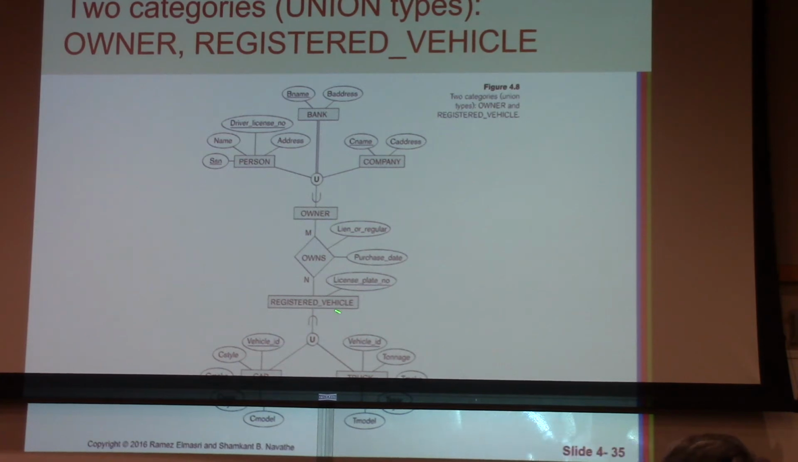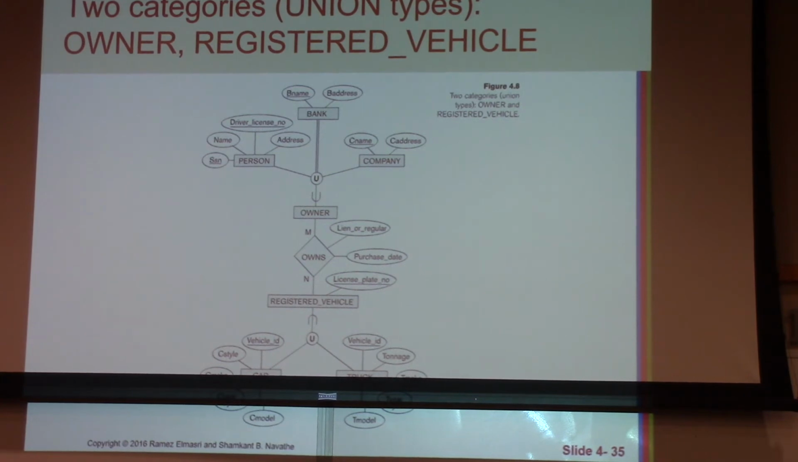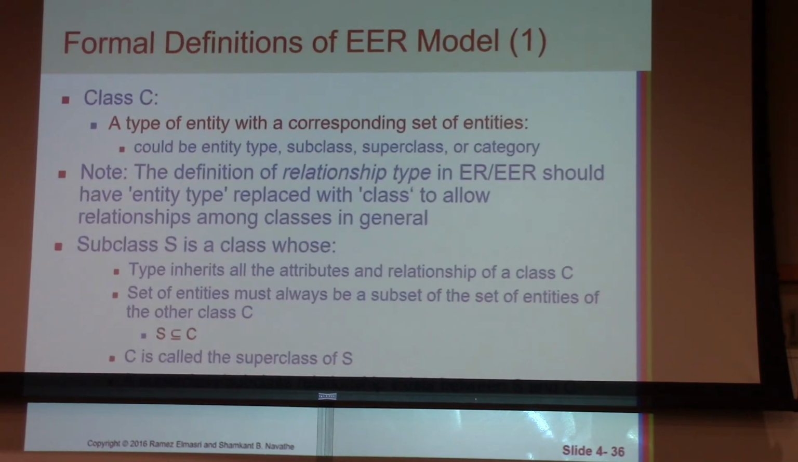Okay. Then it's the same thing for registered vehicle. So the type of registered vehicle is a car and truck. And at that time we can use the U to represent the relationship. Superclass and subclass: multiple superclasses and one subclass. It's a union type. Okay. That's most of the things in the EER model.